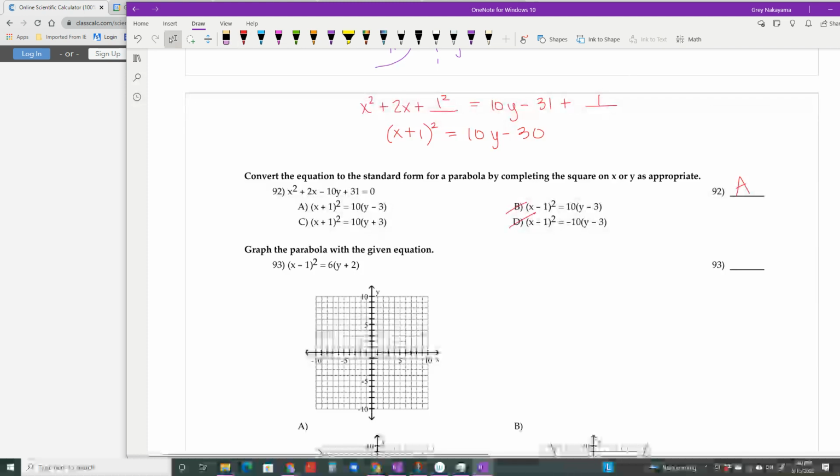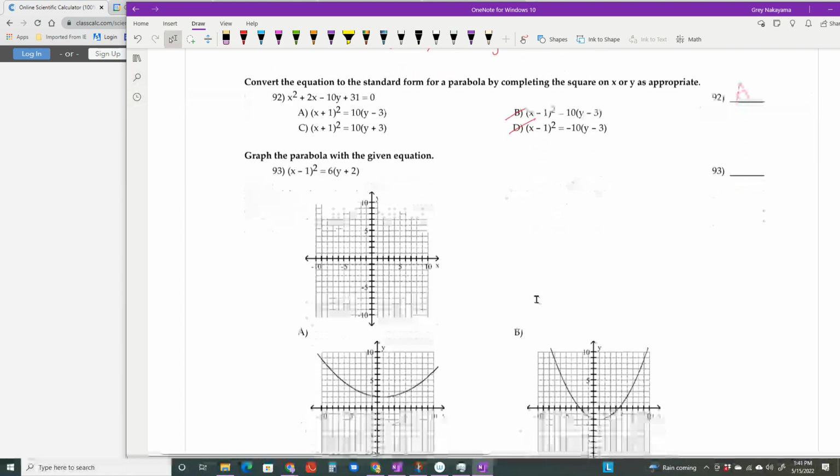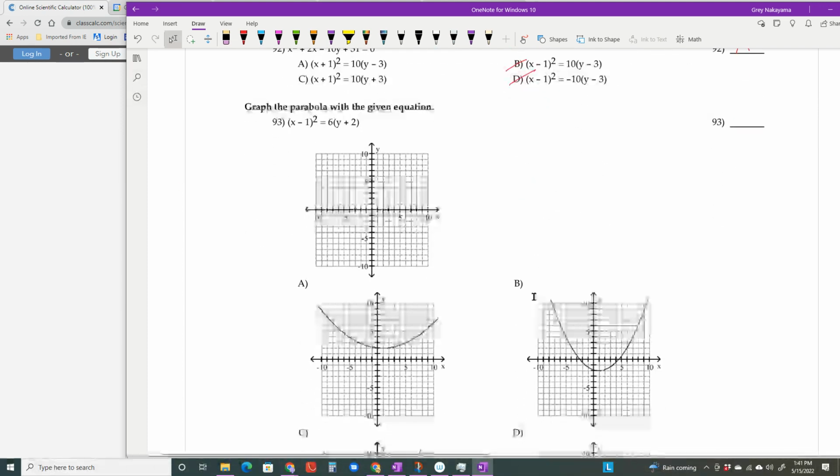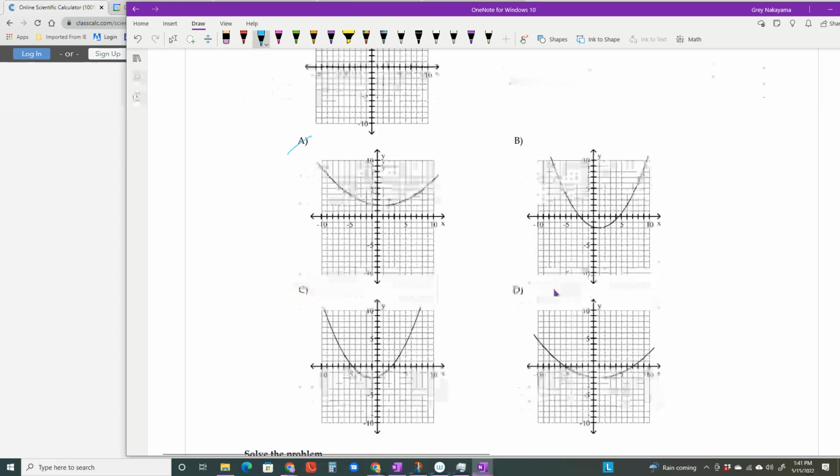All right. 93. Now 93 says graph it, and you can go put that equation into ClassCalc, but I'm a little worried you might not see the nuances of the difference. Okay, so I think it's faster to do this. My vertex is at 1, -2. So I'm going to go look at each graph. Is A 1, -2? No, it's not. Is B 1, -2? Yes, it is. Is C 1, -2? It's not. And D is 1, -2. So there's my vertex on both of those.